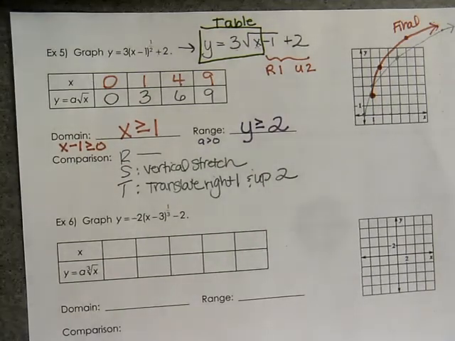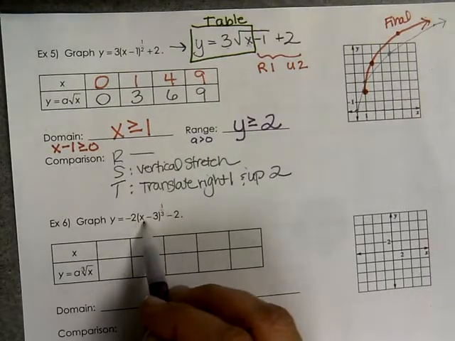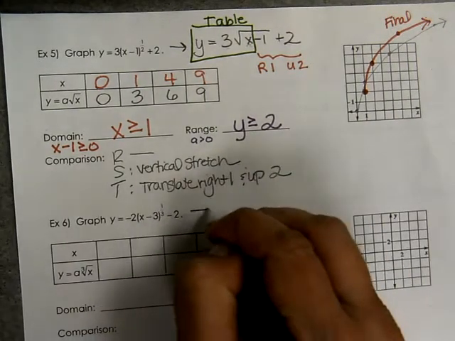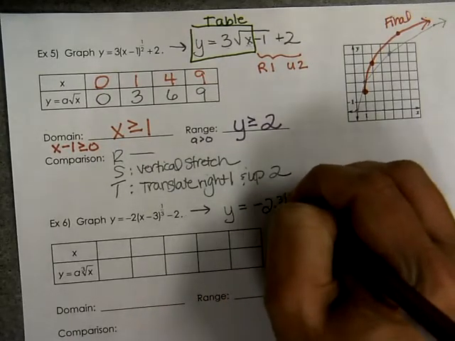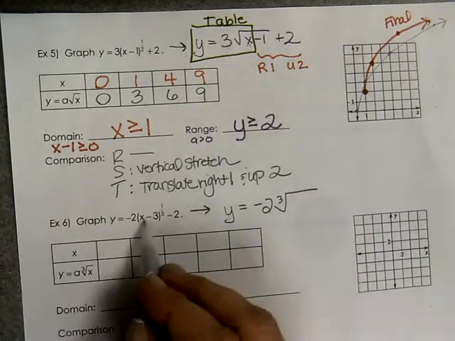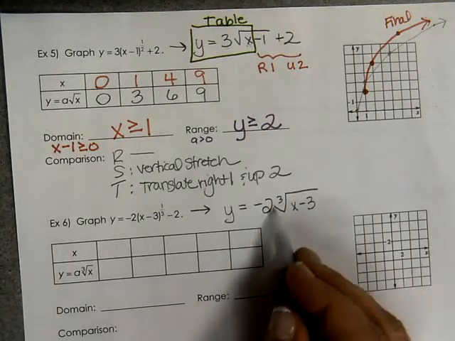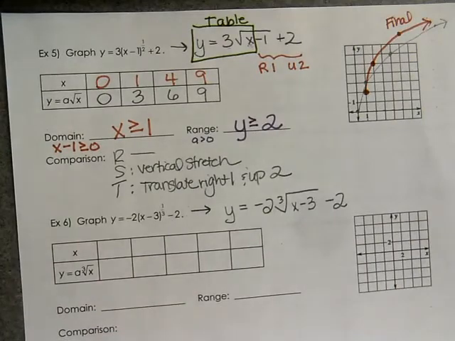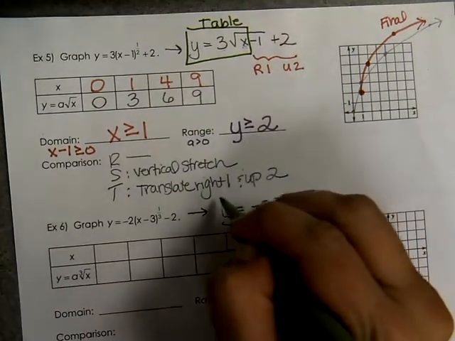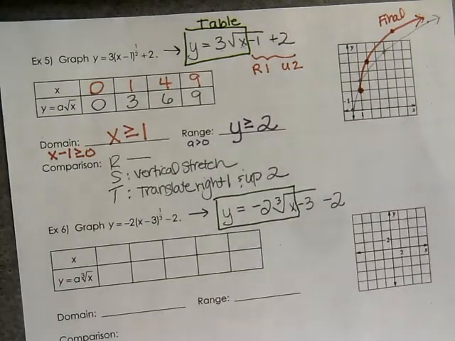Let's try the same thing in example 6. In example 6, we have y equals negative 2 times x minus 3 to the 1/3 minus 2. Well, again, for some of us, maybe it would be easier to write it in the radical. And what's in the radical is x minus 3. So I have negative 2 times the cube root of x minus 3 minus 2. Now, in our table, once again, we're going to ignore the h and the k. We want it to be nice and easy.